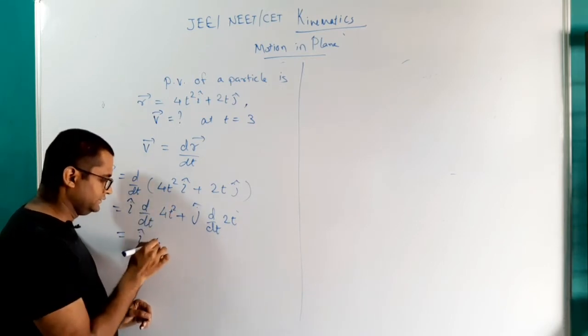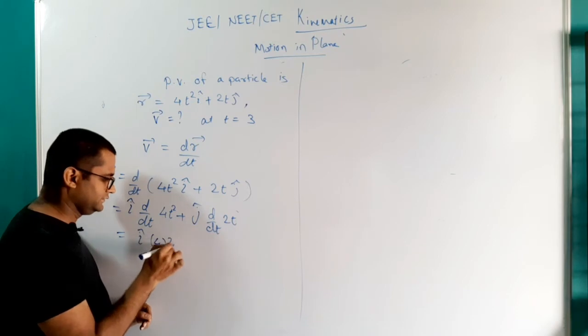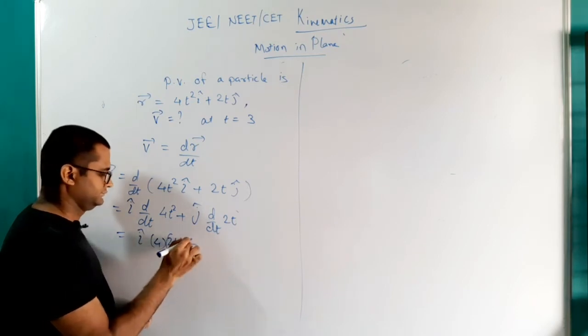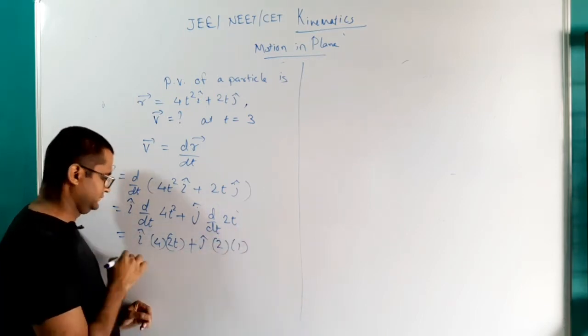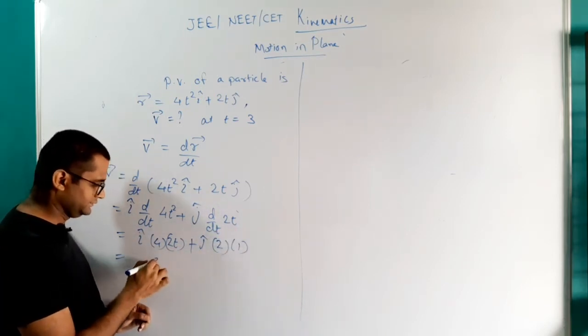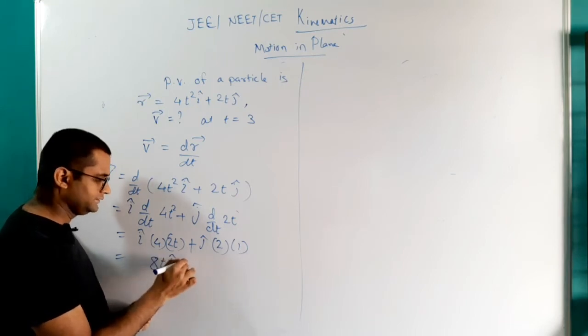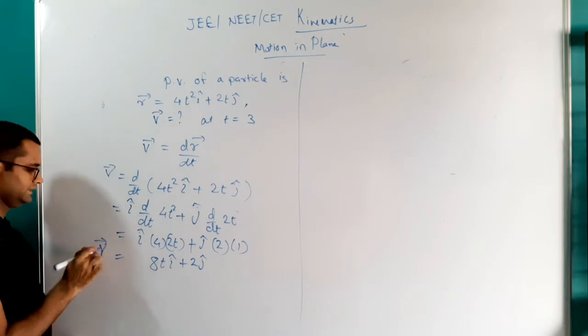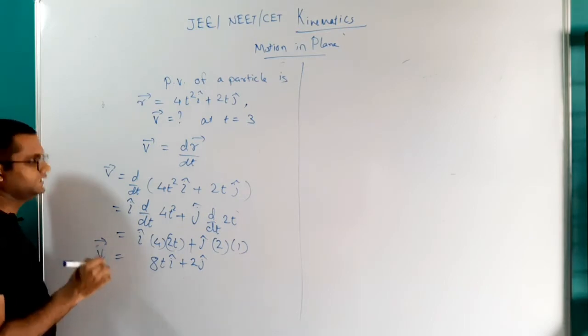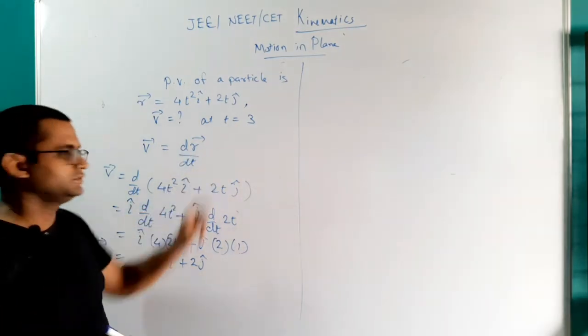Derivative of 4 is again constant. Derivative of t square is 2t, plus j cap 2t; since 2 is constant, the derivative of t is 1. So if we simplify this, it will be 8t i plus 2j. This is the general expression for velocity, and we have to find velocity at t equal to 3.